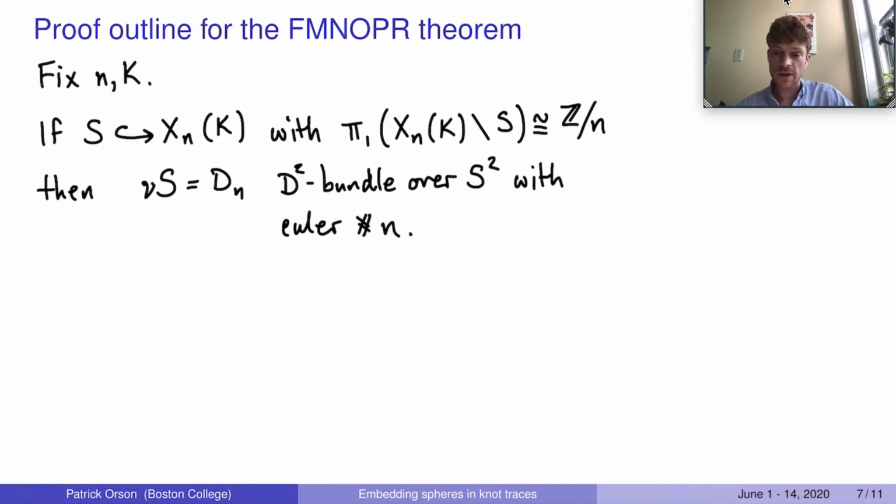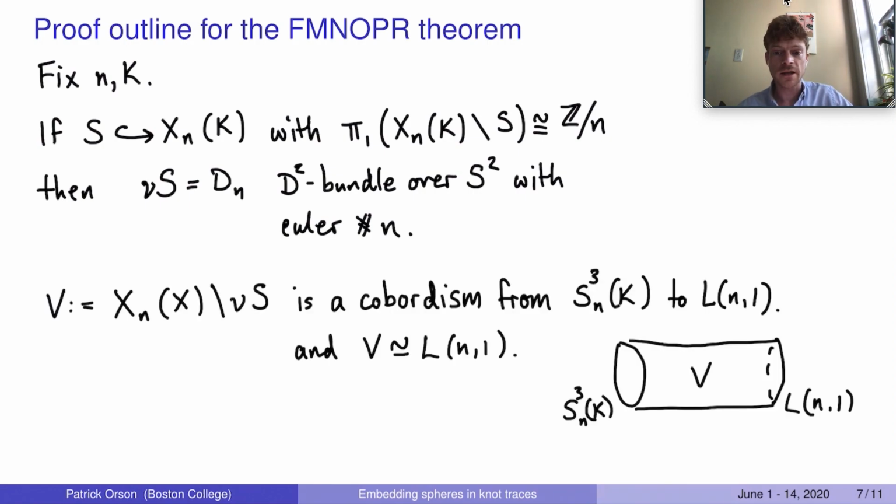So what I want to do is cut that thing out. And what I end up with is a cobordism from the boundary of the trace, so that's the surgery manifold, to the boundary of this disk bundle, so that's the lens space. And what's more, you can note it has the homotopy type of the lens space L(n,1), so just compute the homotopy groups, they're the same.